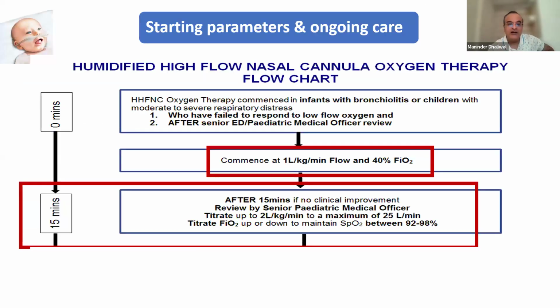So how do you start HFNC? You start at 1 liter per kg per minute flow. Suppose it's a 10 kg child, you start at 10 liters. And FiO2, they have written as 40. We will start at 60.